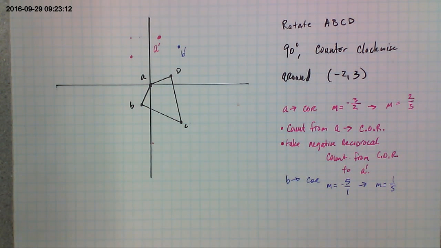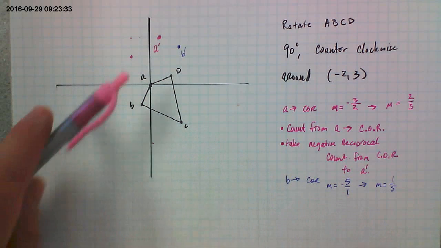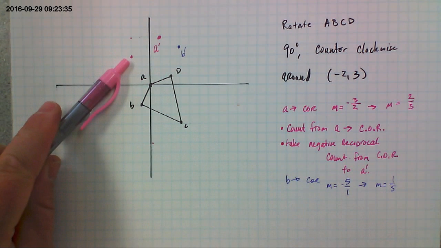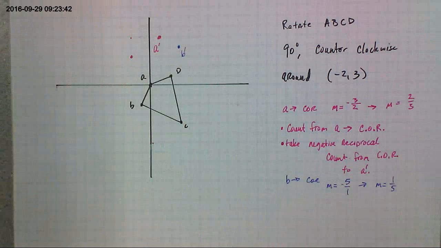All right. So George, here's the fact we're using, right? We're using the fact that perpendicular lines make 90-degree angles, and perpendicular lines have slopes that are negative reciprocals. So what we're doing is we're counting the slope from each of the points on our shape to the center of rotation, and we're taking the negative reciprocal to find the slope of what would be the perpendicular line and counting that from the center of rotation to the new spot, right?